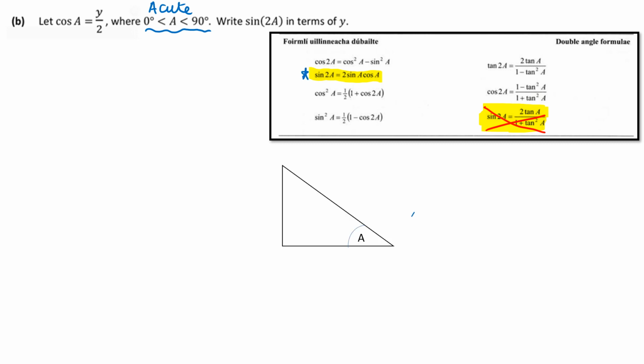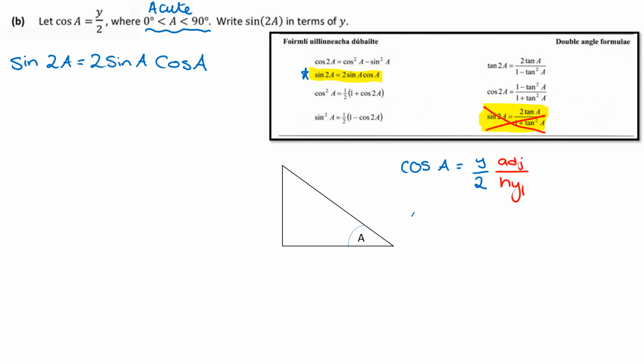So before I can work with that, sine of 2a is equal to 2 sine of a cos of a. So we know the cos of a, but I want to work out the sine of a. Before I do that, I'm going to go to my right angle triangle and say, well, cos of a is y over 2. The formula for cos is adjacent over hypotenuse. This is my hypotenuse, this is my adjacent, and this is my opposite.